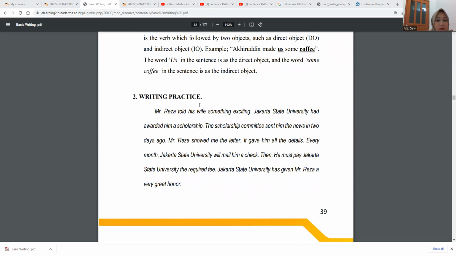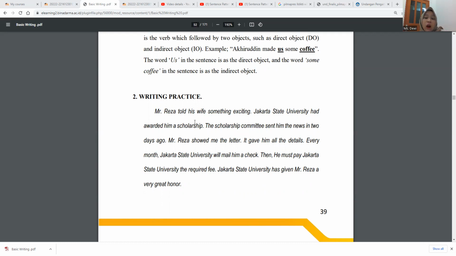So in the first sentence, you can see the subject is Mr. Reza, told is the action verb, and we have two objects here. So the first one is his wife, and the second one is something exciting. Okay, so there are two objects over there. So Mr. Reza told his wife something exciting. His wife is the direct object and something exciting is the indirect object.